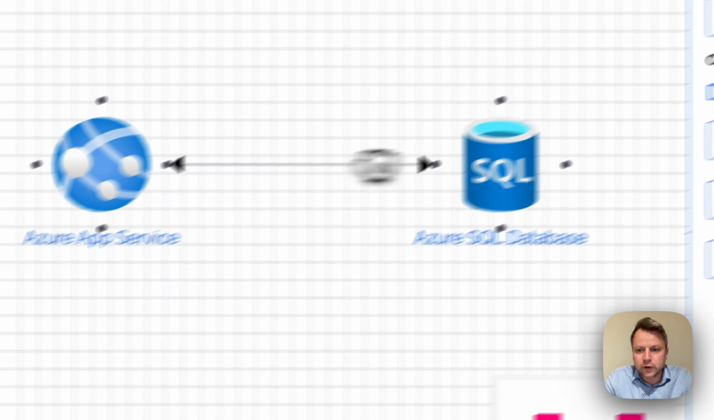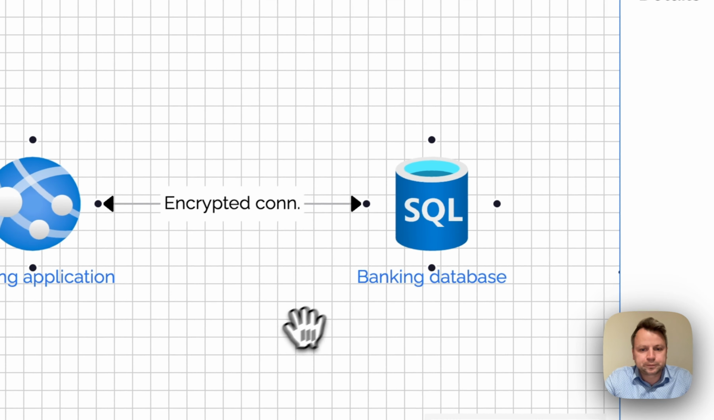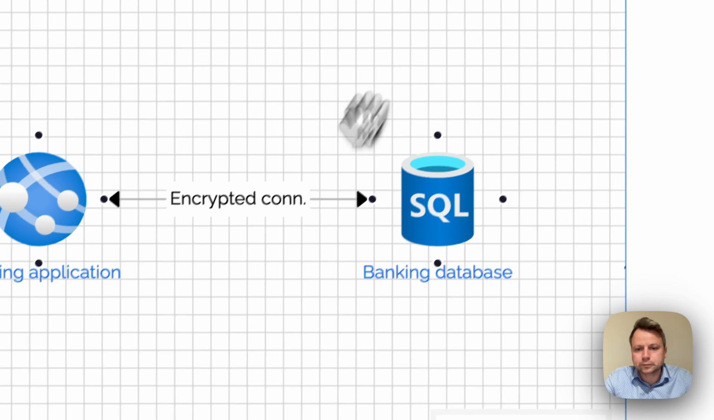So encrypted on. We can say, okay, this is our banking application. And we can say this is our banking database. And that is our very simple Azure-based application that we want to threat model. We can click save. It'll save that.